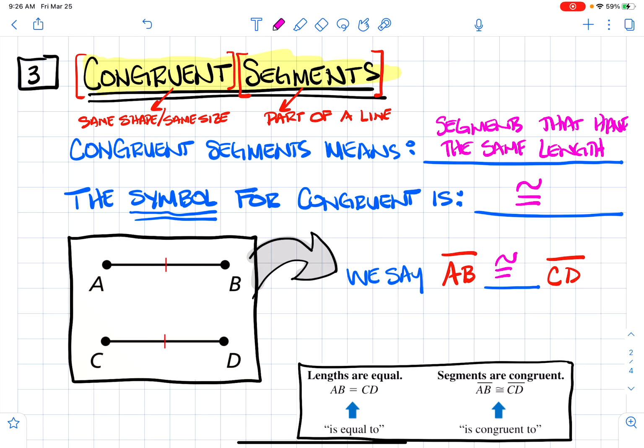So what does that mean? Well, it means that the lengths are equal. So AB is equal to CD, equal to, and then segments are congruent. The segments AB and CD are congruent to each other. So there's equal, lengths are equal, segments are congruent. And that's really everything you need for box number 3.